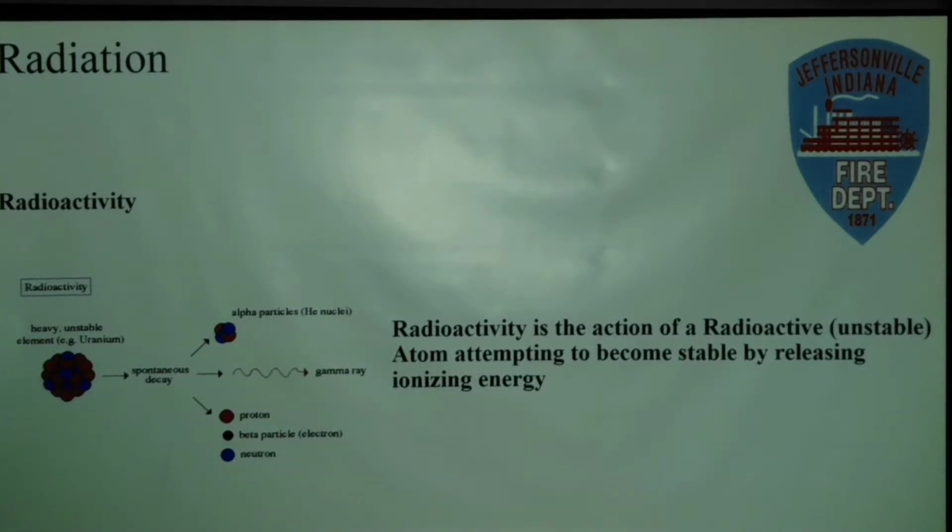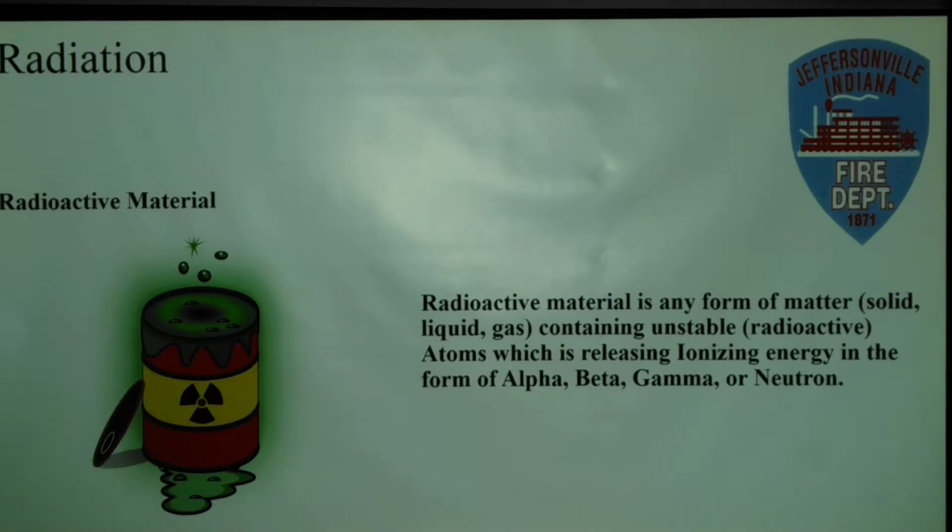Now, radioactivity is the action of radioactive or unstable atoms attempting to become stable by releasing ionizing energy. Whereas radioactive material is any form of matter, again, solid, liquid, or gas, containing unstable or radioactive atoms, which is releasing ionizing energy in the form of alpha, beta, gamma, or neutron.